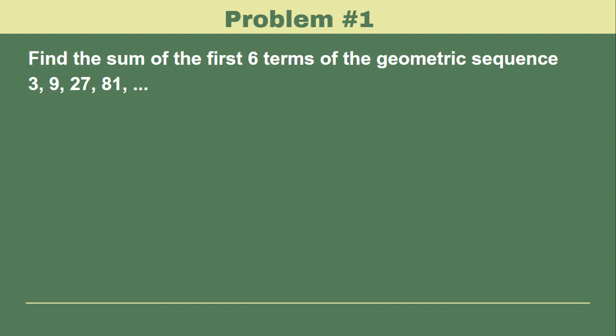We have here problem number 1. Problem number 1. Find the sum of the first 6 terms of the geometric sequence 3, 9, 27, 81. In this case, what formula are we going to use? We will use the formula of finite sequence since n is given.